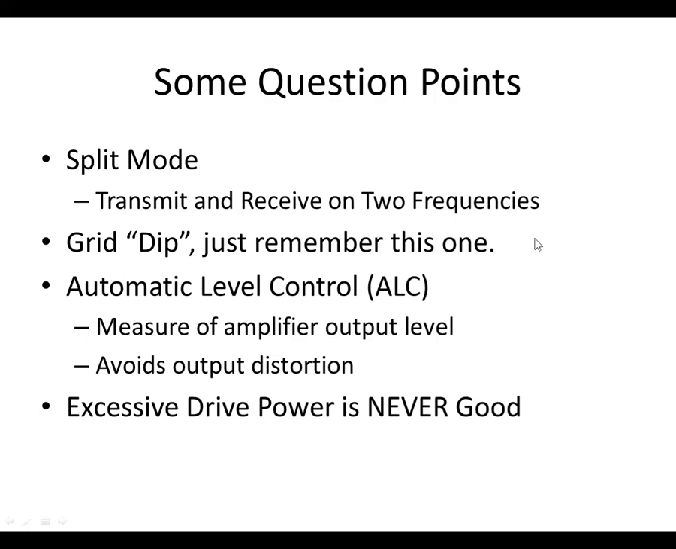And that flattening out is a distortion, and then it'll come back, and as it comes back within the rails of the amplifier, it'll start following that input. But the flattening is a distortion that causes problems with the quality of your audio that you're transmitting. So it's not always good to have as high a gain as you can, because you can add a lot of noise that way. And it's almost a given: excessive drive power is never good. So if they're asking you a question about excessive drive power, just remember it's never good, and then you'll be able to figure out the answer.